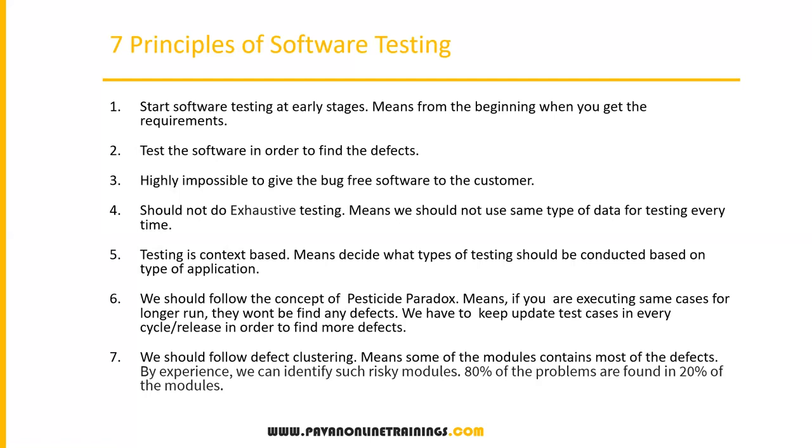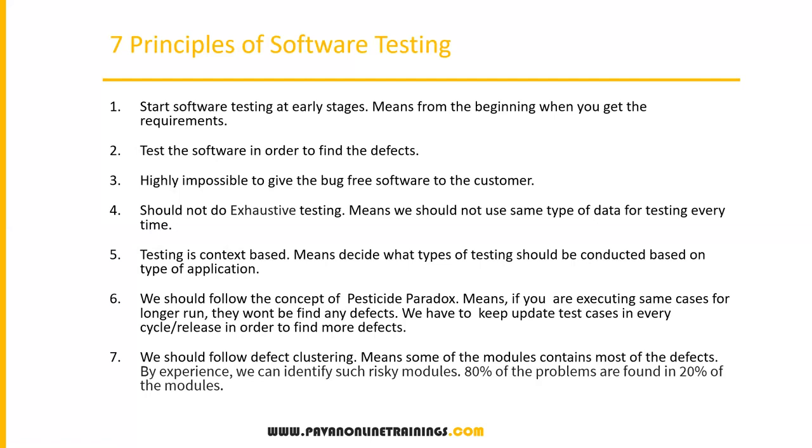That is called pesticide paradox. It means you have to keep upgrading your test cases. The same test cases, run for long, no longer work. They won't find any defects in your application. So that's the reason you keep updating your test cases in every cycle or every release in order to find more defects. So these are the 7 principles we have to follow in software testing. Very, very important question in interviews.